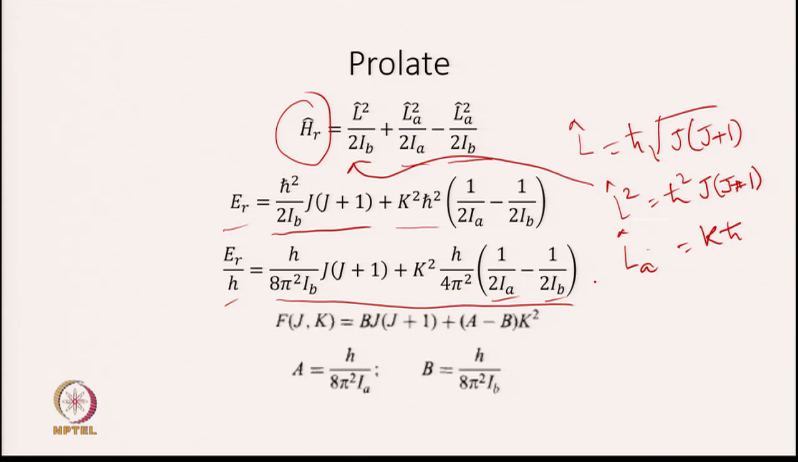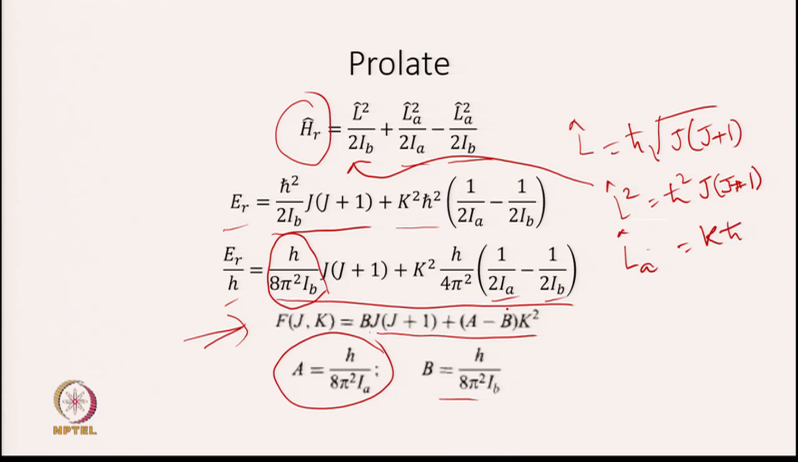So, if I take h by 8 pi square IB as B, and h by 8 pi square IA is equal to A, then what I will get is your F, which is a function of J and K, and this is now a frequency, is equal to B J into J plus 1 plus A minus B K square. B and A are in hertz.